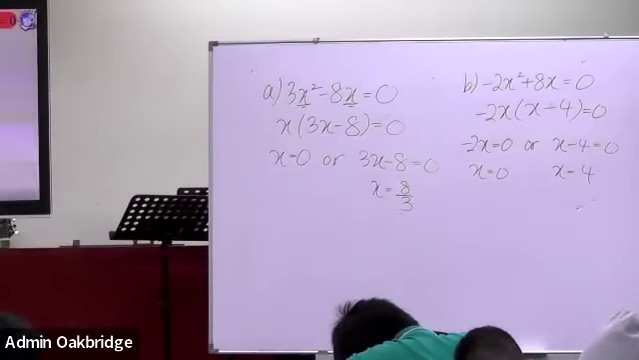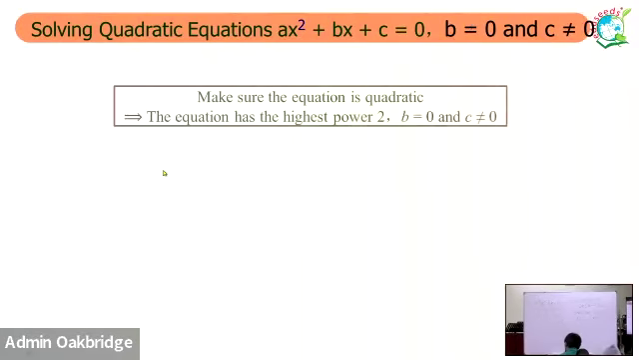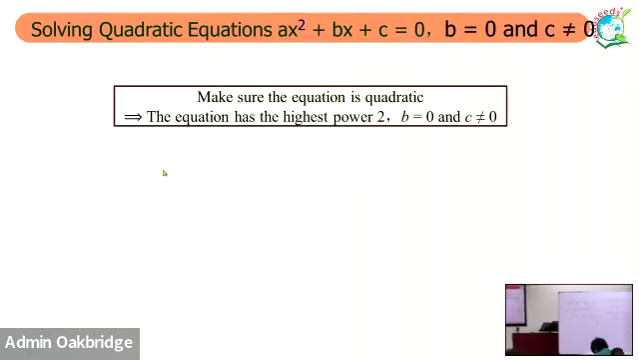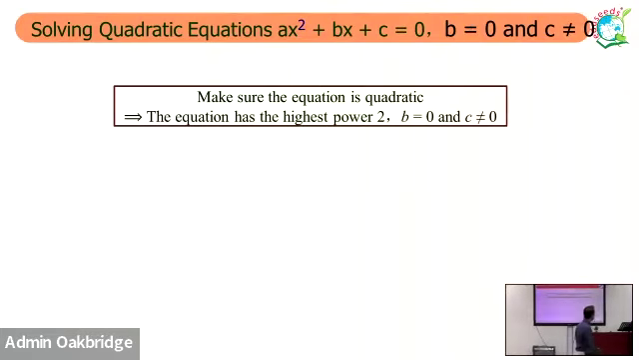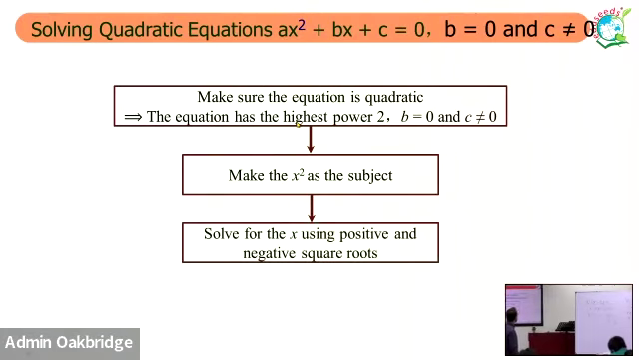Let's check the answer. Yeah, correct. So now this is the third case. b is 0, c is not 0. b is 0 means there's no x term anymore, but the constant is still there. So how do you solve this kind of equation? You have to make x squared the subject. That means you put x squared on one side, and move the other terms to the other side. Then solve for x using positive and negative square roots.